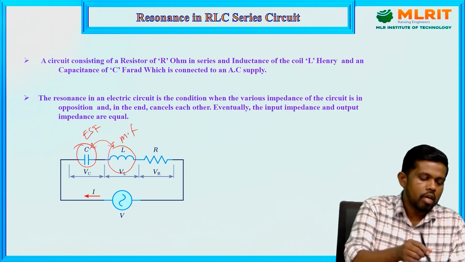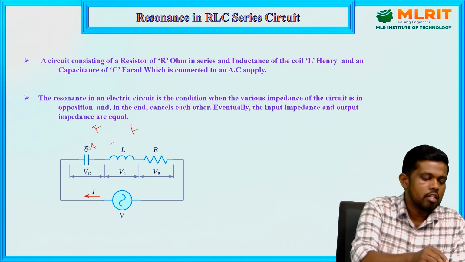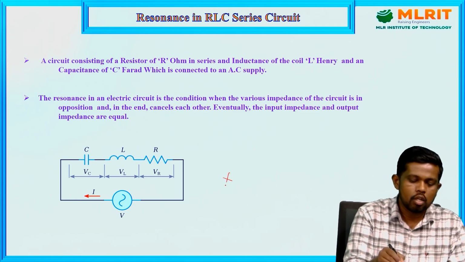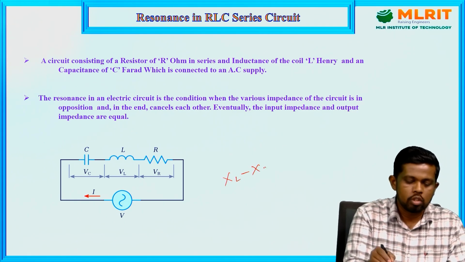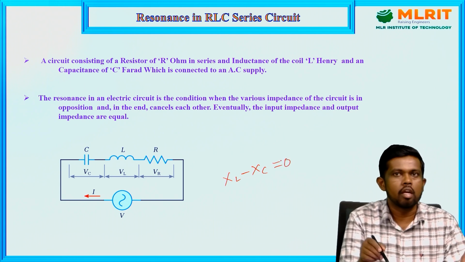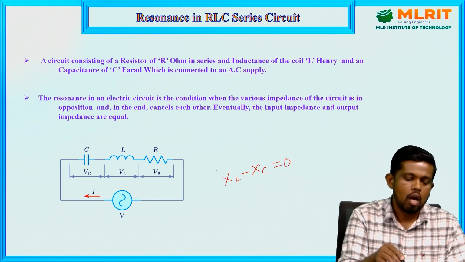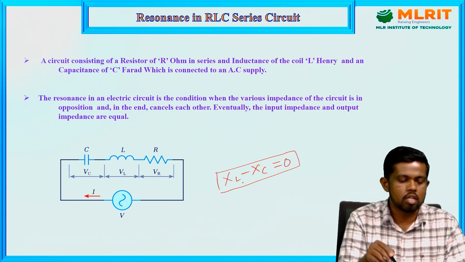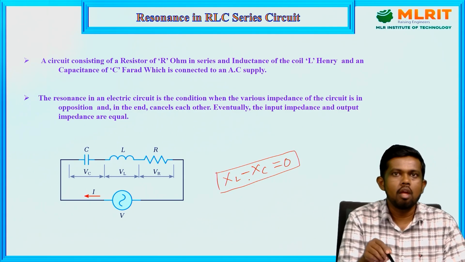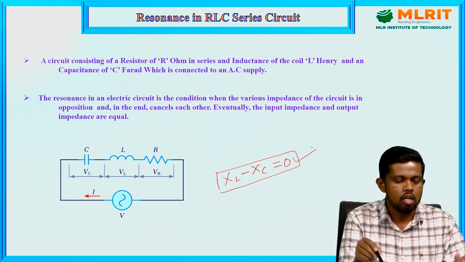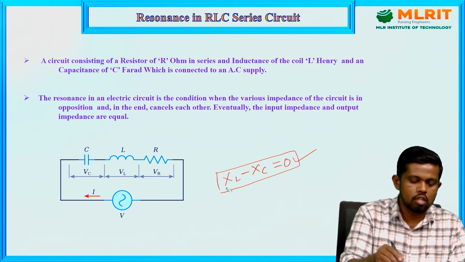We can also say this in terms of the reactance of the network. Whenever the net reactance of the circuit becomes 0, then the electrical resonance condition occurs in the RLC series circuit. The RLC series circuit is then said to be at resonance. So the instant at which the net reactance of the series circuit becomes 0 is the resonance condition.